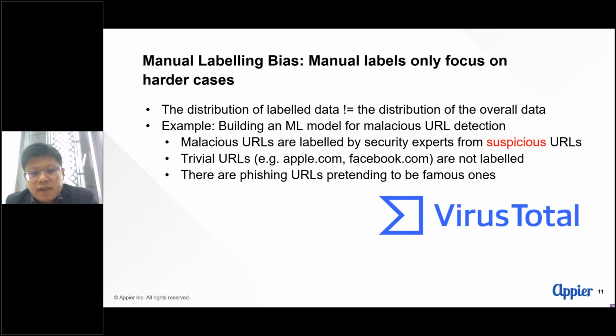If we use this data to train a machine learning model, it will have some bias because this data never contains those trivial benign URLs. People won't ask VirusTotal if apple.com or facebook.com are malicious or not. So the model cannot detect those trivial URLs as good ones. To make things worse, there are phishing URLs pretending to be those famous ones. So this could also lead the model to believe those famous links could be malicious.